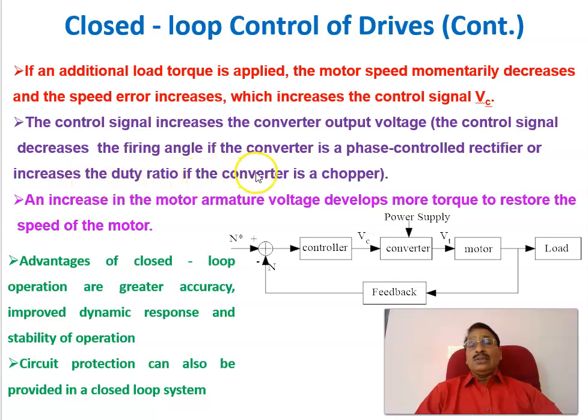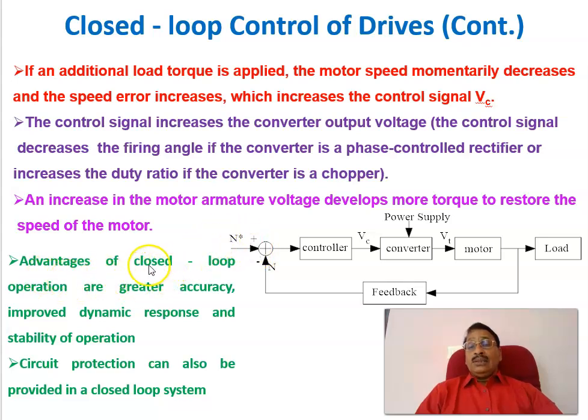By increasing the duty ratio if the converter is a chopper, or reducing the firing angle if it is a control rectifier, this voltage is increasing. And increasing the motor armature voltage develops more torque to restore the speed of the motor. Therefore, the motor torque increases, that is, it increases the speed of the motor to the required value, N star.